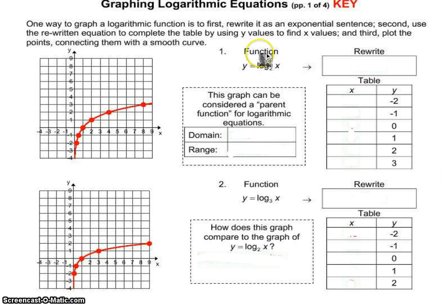how would I rewrite that? That's correct. It's going to be 2 to the y power equals x. So now it's easy for me to plug in my y's and figure out what my x is, right? For instance, if I plug in a negative 2, I'm going to get 0.25. If I plug in a negative 1, I'm going to get 0.5. If I plug in a 0, I'm going to get, that's correct, anything to the 0 power is 1. If I plug in a 1, I'm going to get a 2, so on and so forth.